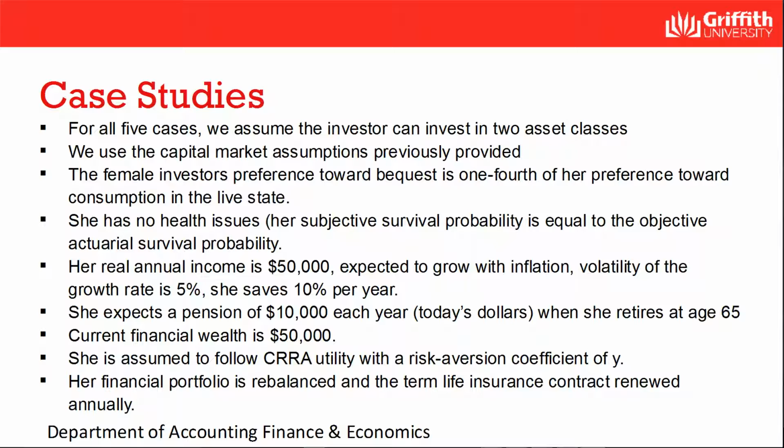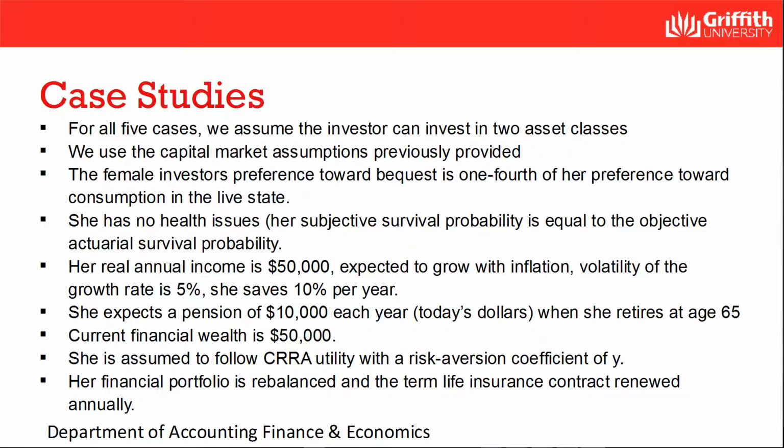So we're going to look at a few case studies. For all 5 cases, we assume the investor can invest in 2 asset classes. We use the capital market assumptions previously provided. The female investor's preference towards a bequest is 1/4 of her preference toward consumption in the live state. She has no health issues. Her subjective survival probability is equal to the objective actuarial survival probability. Her real annual income is $50,000, expected to grow with inflation. The volatility of the growth rate is 5%, and she saves 10% per year.